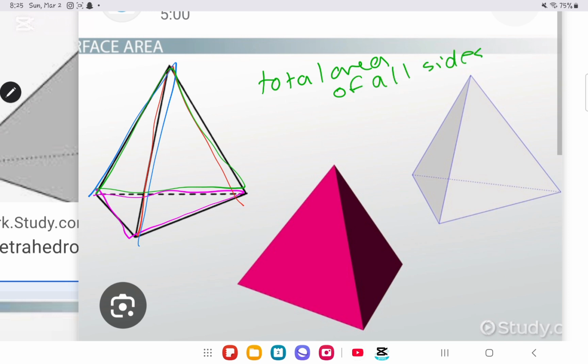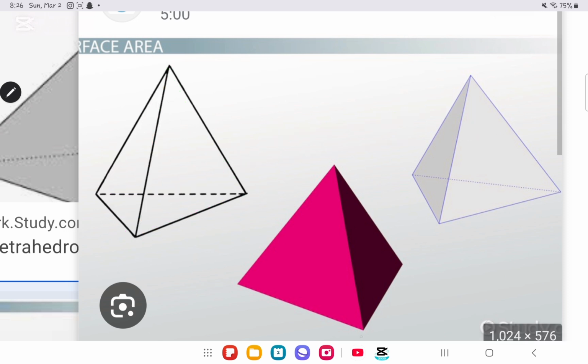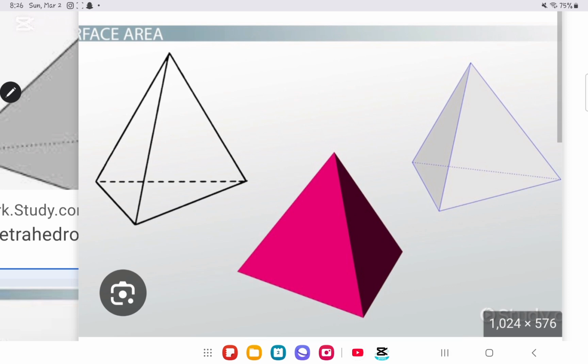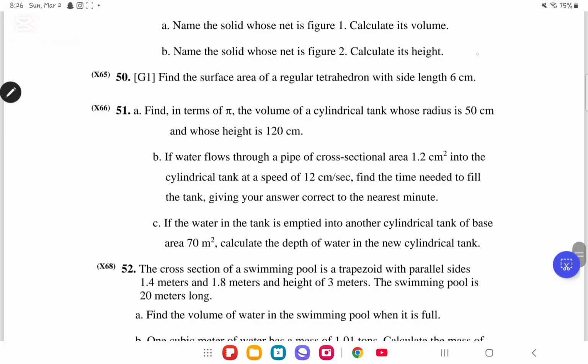So the total area of all sides, we know that they're all the same triangles. So if you find the area of one triangle, then it's going to be the same for all triangles. So very simply, you can do area of the triangle times 4. Okay, so just keep it in mind. For a regular tetrahedron, this is its rule. Okay, and it has side length being 6 centimeters.